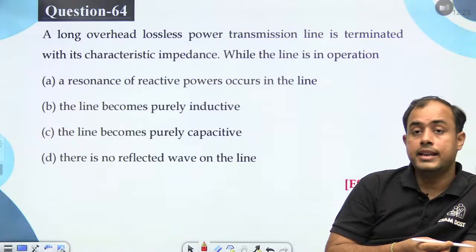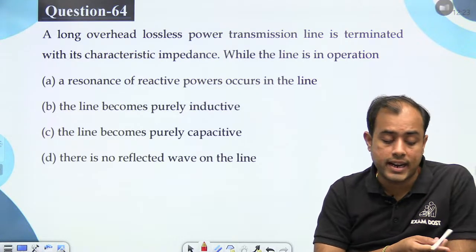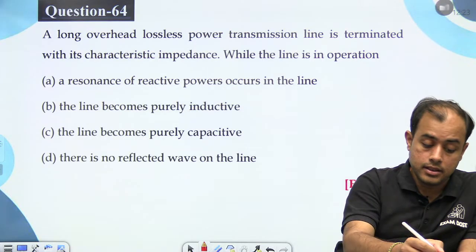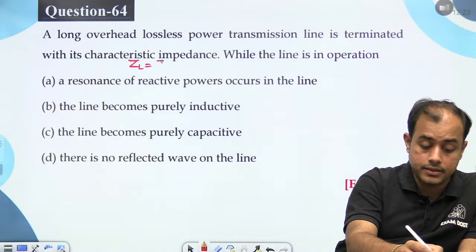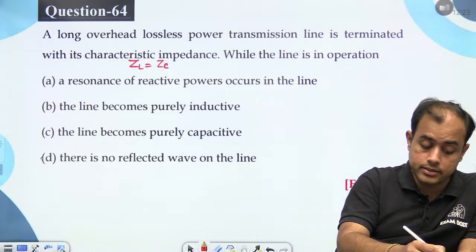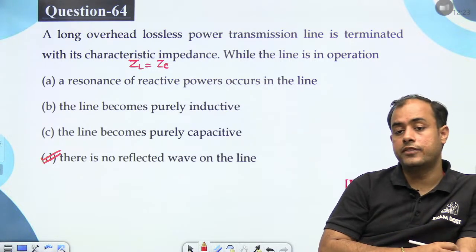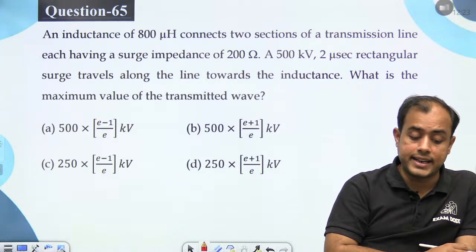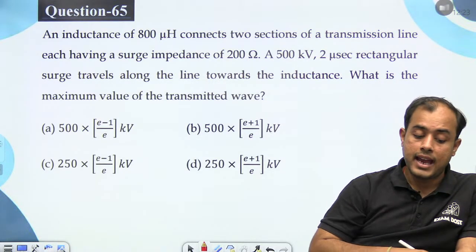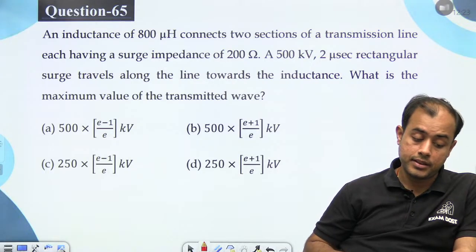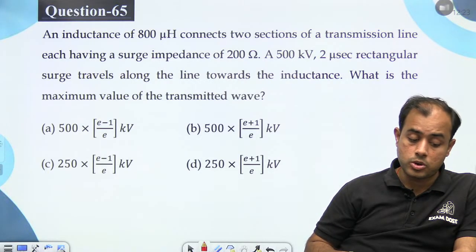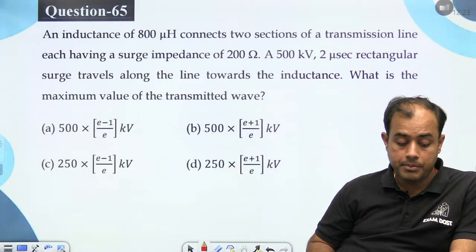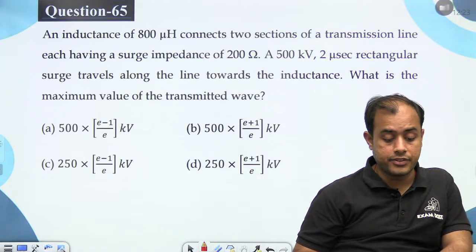Okay. ESE 2015, a long overhead lossless power line is terminated with characteristic impedance. So ZL equal to ZC. So there is no reflected wave. ESE 2015. An inductance of 800 microhenry connects two sections of a line having surge impedance 200. 500 kV 2 microsecond surge travels along the line towards the inductance. Maximum value of transmitted wave.